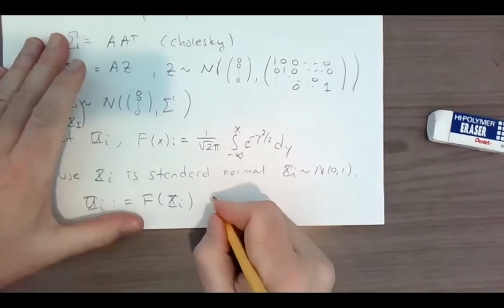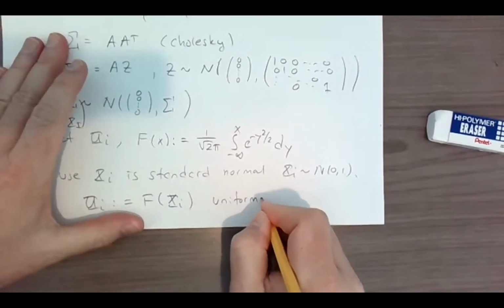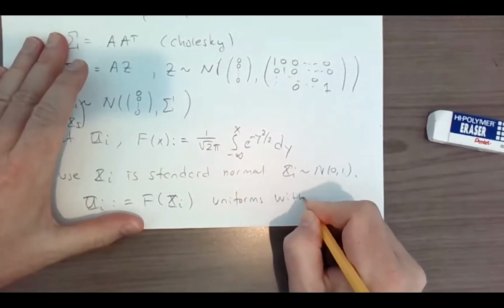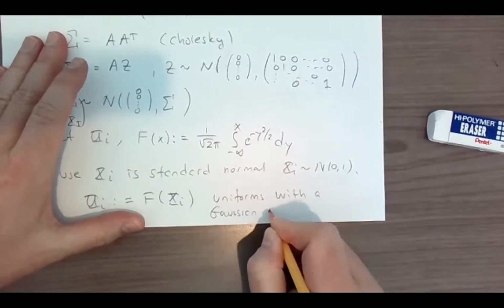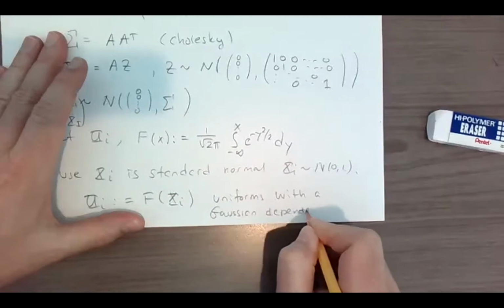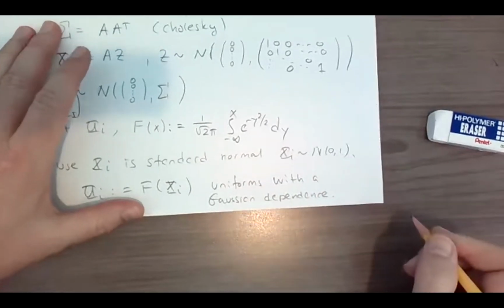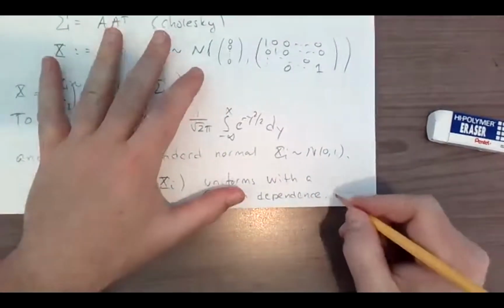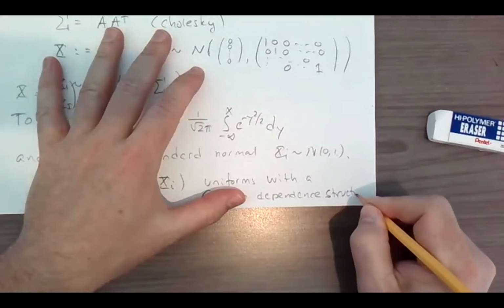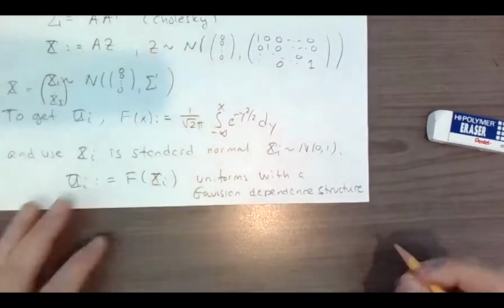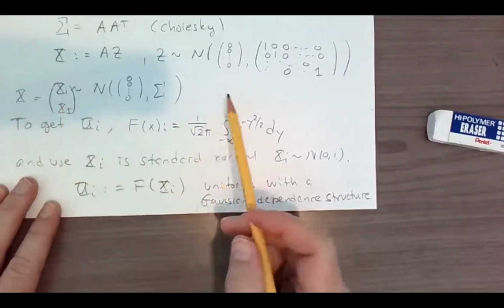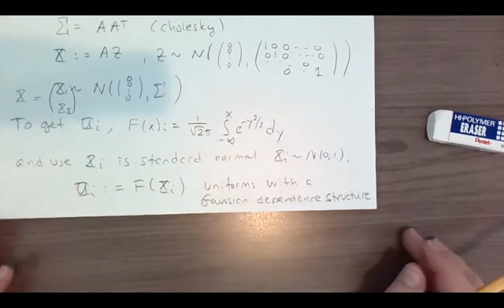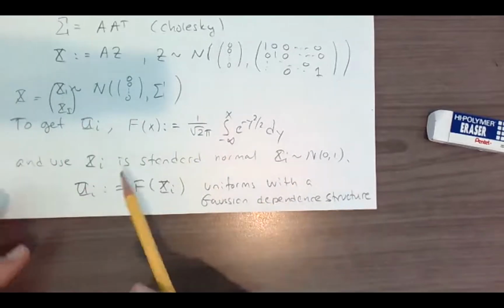So these are uniforms with a Gaussian dependence structure. Right, because they come from this Xi, and the Xi is the Gaussian, and it has this rho correlation structure. Here we just projected them down into the Ui.